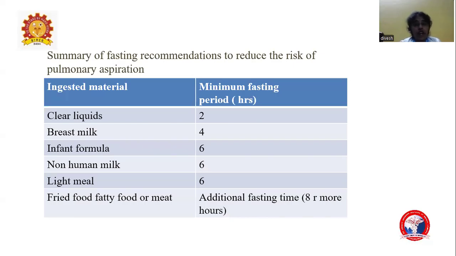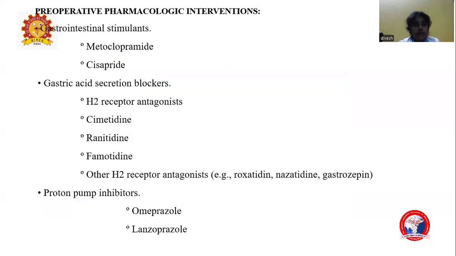So for reducing the risk of pulmonary aspiration, we are recommended fasting guidelines. That is, for clear liquid, it's 2 hours. For breast milk, it is 4 hours. For infant formula milk, it is 6 hours. For non-human milk is 6 hours. And light meal is 6 hours. Fried food, fatty food or meat, it's 8 hours or more. This is the fasting guidelines we are following.